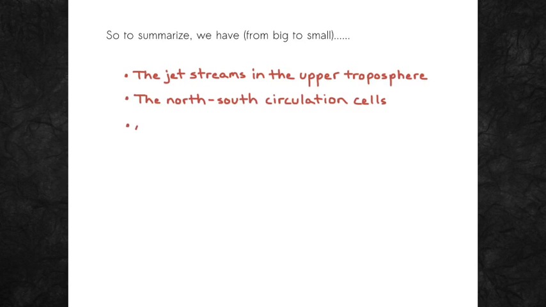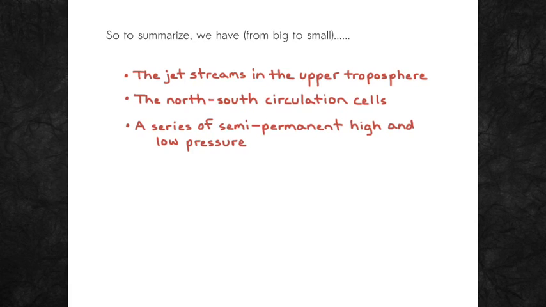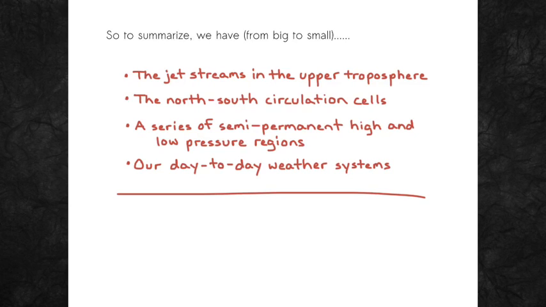And then we also have our semi-permanent high and low pressure systems associated with land-sea contrasts and to some extent with mountains, but largely with land-sea contrasts. And then finally we have our day-to-day weather that propagates through on any given day. Okay, and as I said, with the next screencast, we're going to start to get into more of this day-to-day weather stuff.